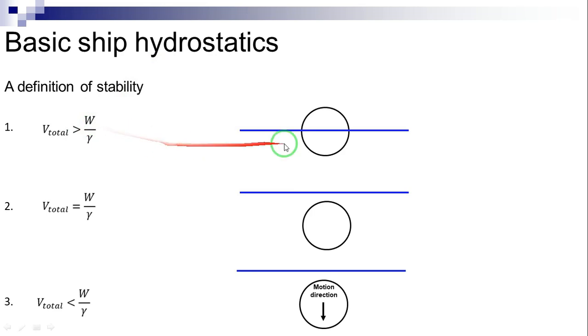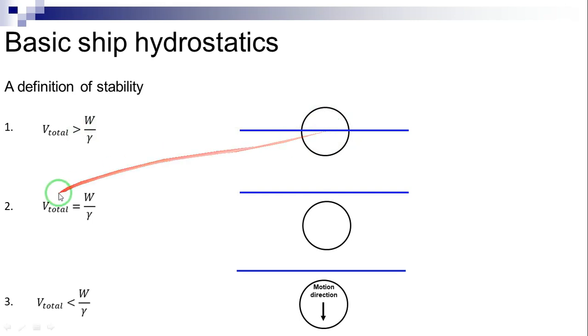Summing up, we may distinguish three cases. First, the total volume of a body is larger than its weight divided by the specific gravity of the water. The body floats in this condition at the surface, and we can control the draft by adding or reducing weights.